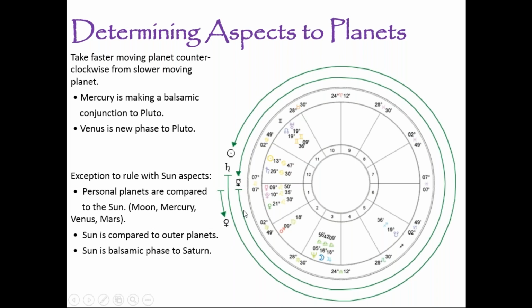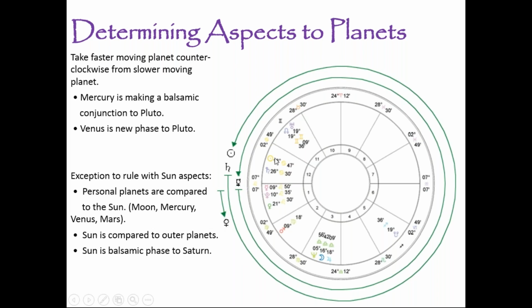Let me give you an example here again with the chart. Let's start with this inner circle. We're looking at Mercury to Pluto. We start with Pluto, this inner green circle. The planets move counterclockwise. We've got to go all the way around the circle to get to Mercury. Mercury is a balsamic conjunction to Pluto. Let's look at Pluto and Venus. We start with Pluto. You see this short little line to Venus. Venus is new phase Pluto.